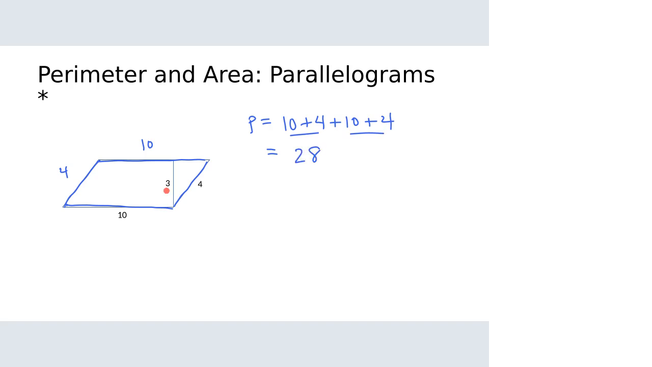Very carefully, make sure you do not include that 3 in your perimeter. It's not part of the exterior of the figure, so it's not part of the perimeter, so we don't want to include it. Nobody did that in the poll, which is excellent. That's a really easy mistake to make. Now, as far as the area goes, that's going to be base times height. Our base is 10. Our height is 3. Kind of knew we were going to use that 3 for something. And our area then is 30. Let me know if you have questions on this before we move on to our next shape.